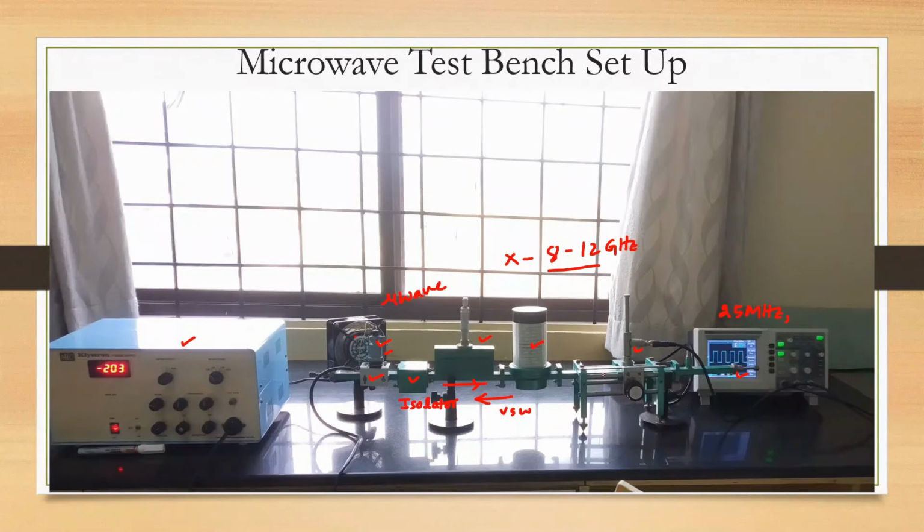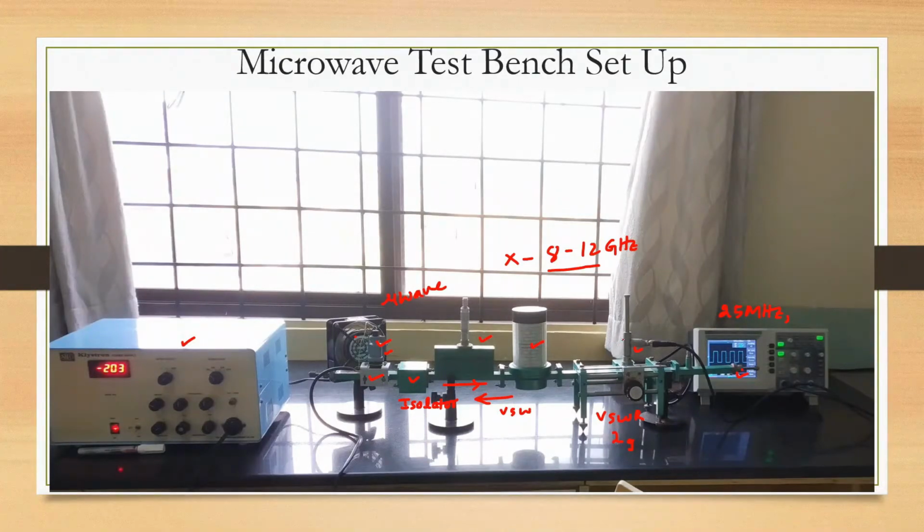Then we have the moving carriage. This is fitted with a vernier caliper. This particular arrangement is used to measure VSWR as well as guide wavelength. And then finally, this is a matched termination. Why a matched termination? When impedance matching is there, only then will maximum power transfer take place, otherwise power losses will be more. So a matched termination is used.